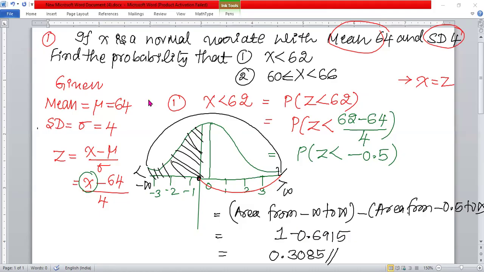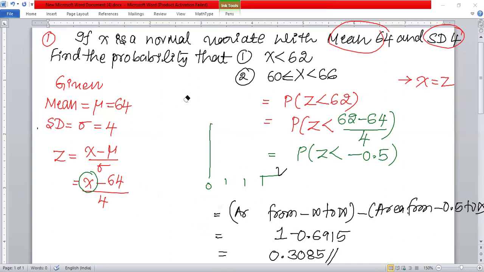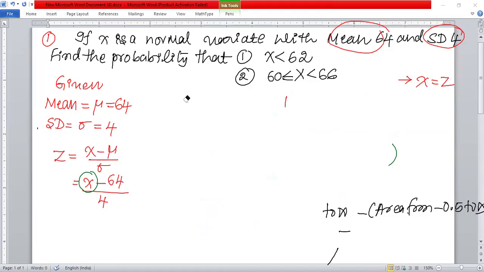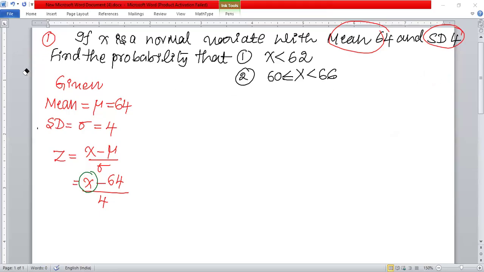Okay, the second one: 60 less than or equal to x less than 66. This can also be written as between 60 and 66. That is also correct.